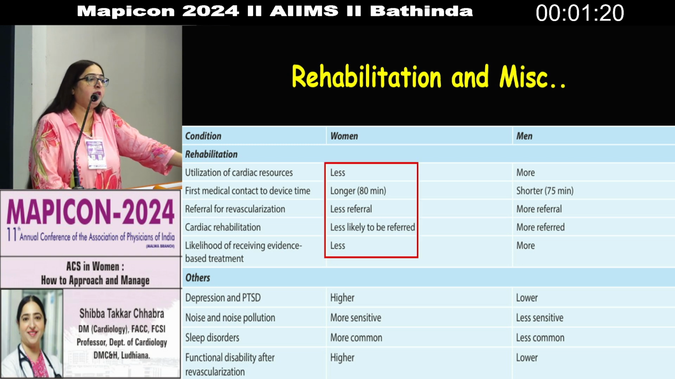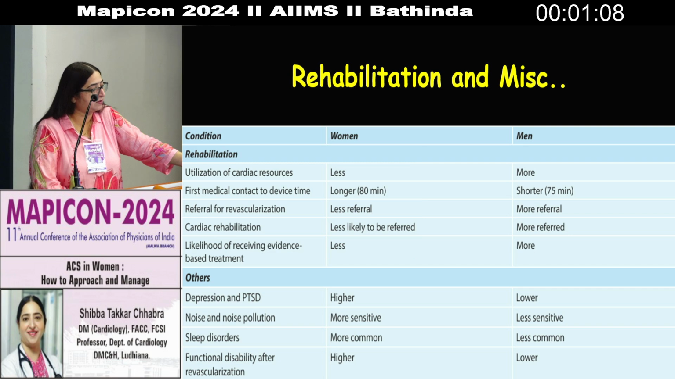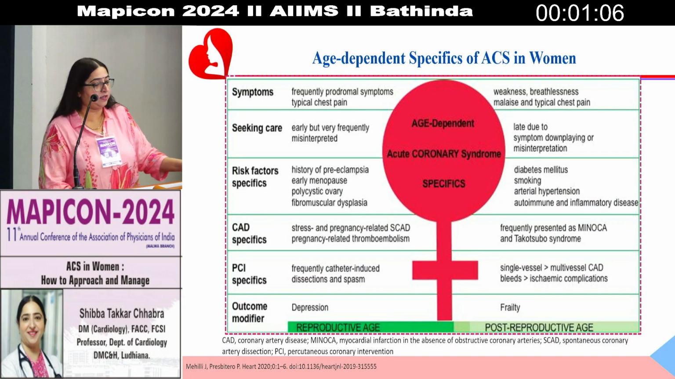And if we look at women, what about rehabilitation? They utilize cardiac resources less commonly. The first medical contact to device time is longer for women. They are less referred for revascularization. They less often receive cardiac rehabilitation.